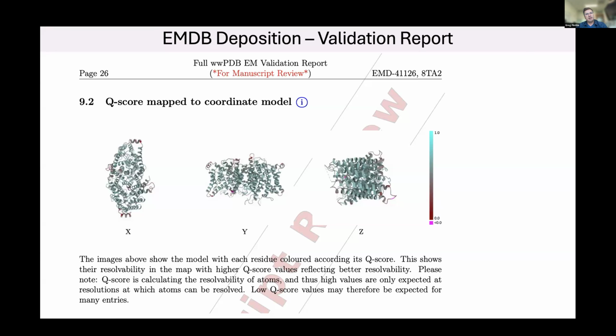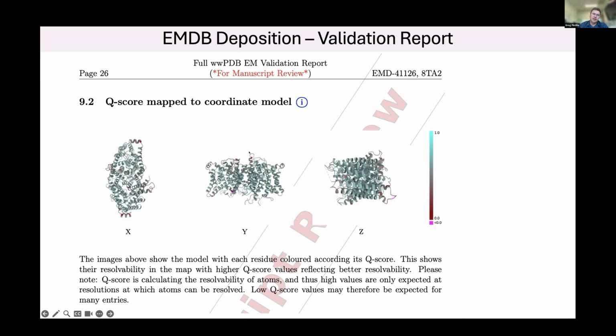Resolution measures the signal in your map, and I mentioned that Q-score is related to resolution. Now, Q-score is not directly meant to measure resolution. So because your Q-score is low doesn't mean that the resolution of your map is low. It just means that the atom might not be fitted to the map as well. If it's fitted properly to the map, then it will be correlated to resolution roughly and resolvability, as I mentioned.